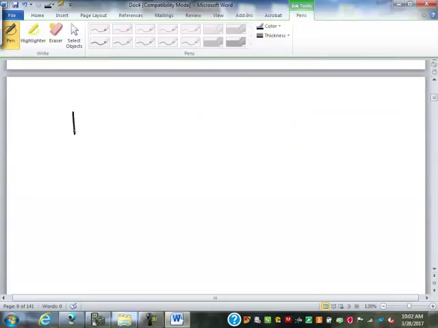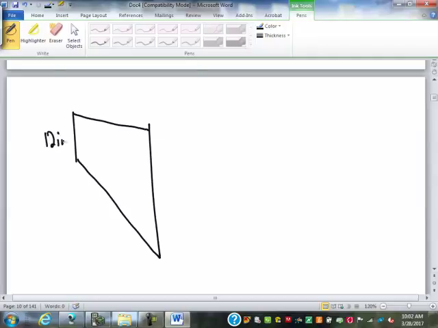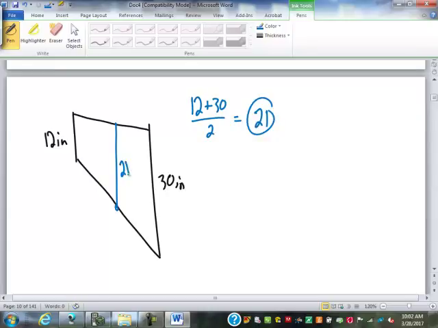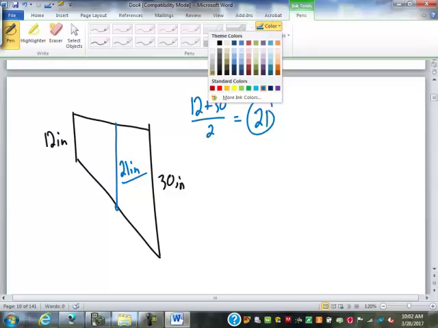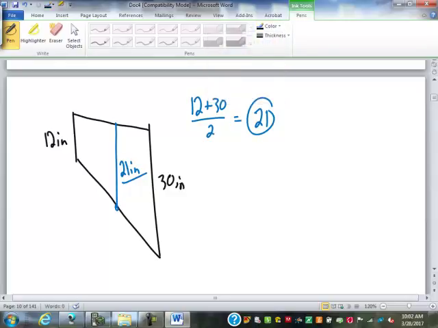So if I have a trapezoid, let's say this is 12 inches here, this is 30 inches. I construct my median here. How long is my median? Inches. I add them together and I divide by 2. Any questions?